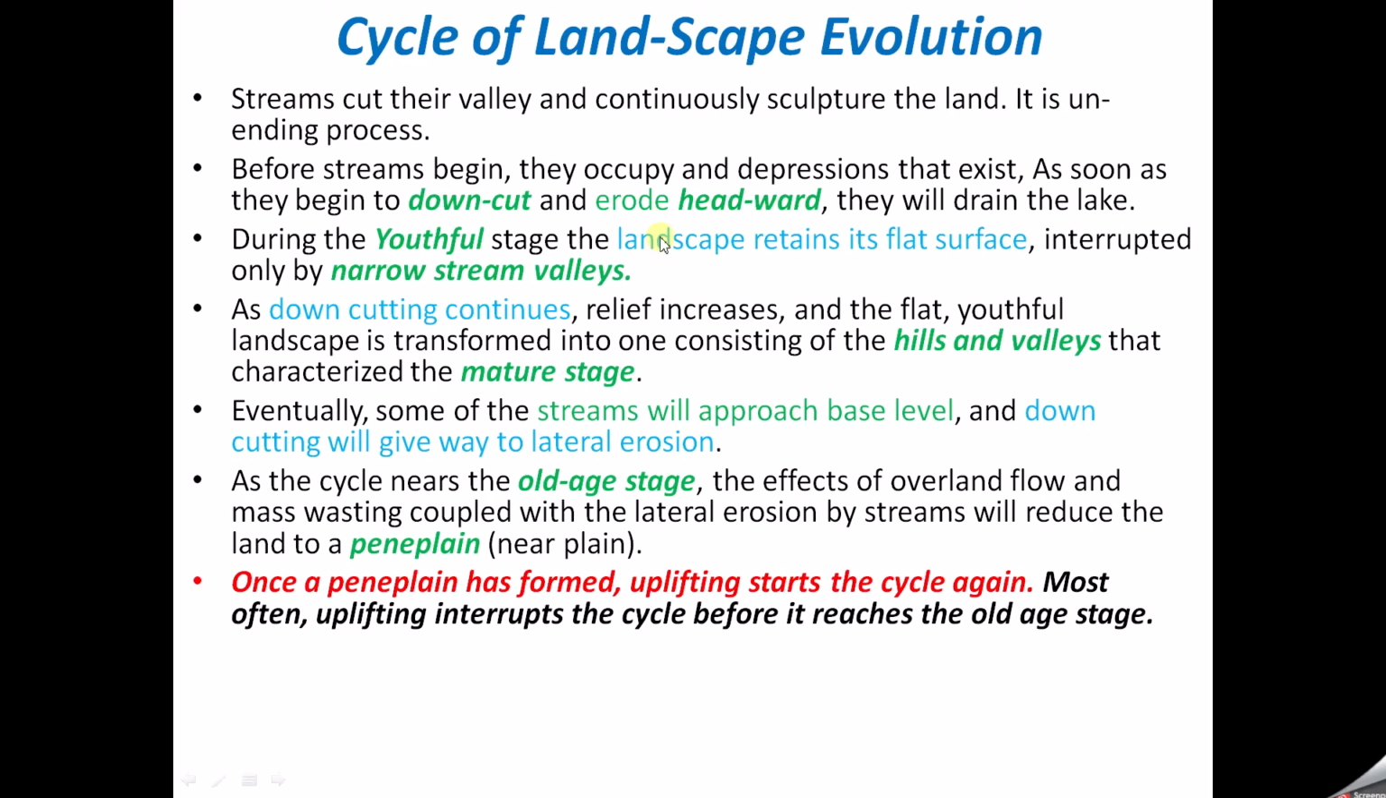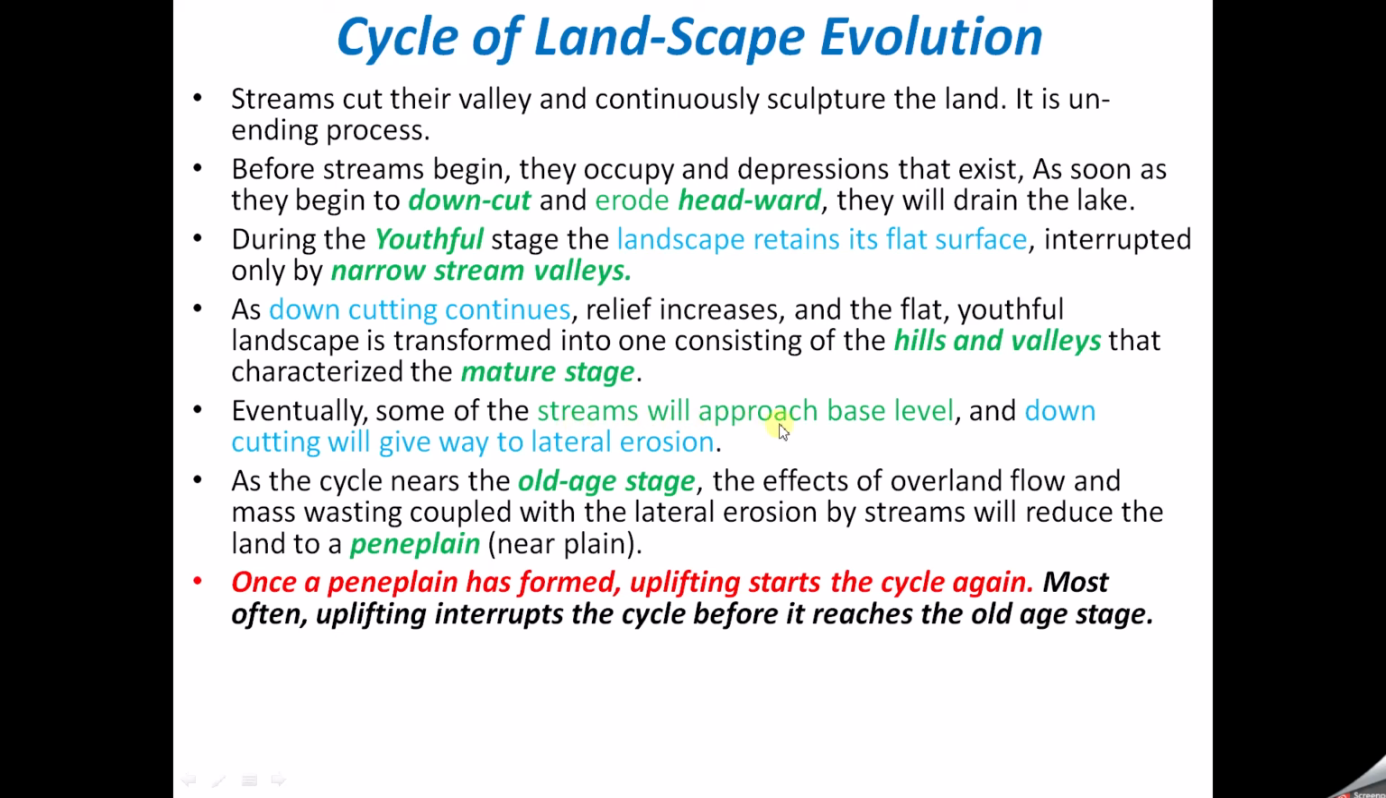So, cycle of landscape evolution. Downcut, erode, and erode headward. This is the youth stage. The landscape retains its flat surface, with narrow stream valleys. Downcutting continues. You'll have a lot of hills and valleys. And you will have lateral erosion, and this will take you to the mature stage.